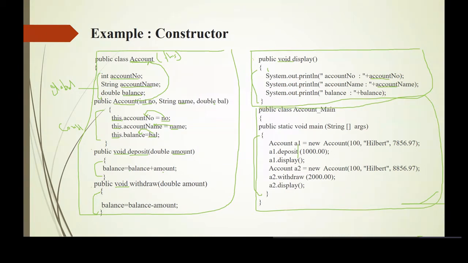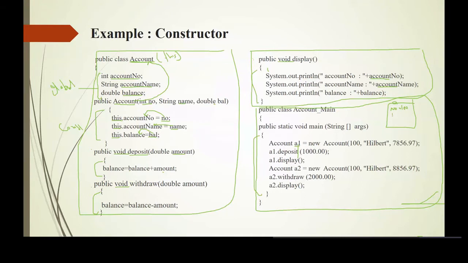So in order to use the account, I have to create an instance from the account. The account is just a template, and I can create many accounts using this template. So I can say A1, the first account is called A. So create a new object called A. This is a new object from account. It contains the account number, which is equal to 100.